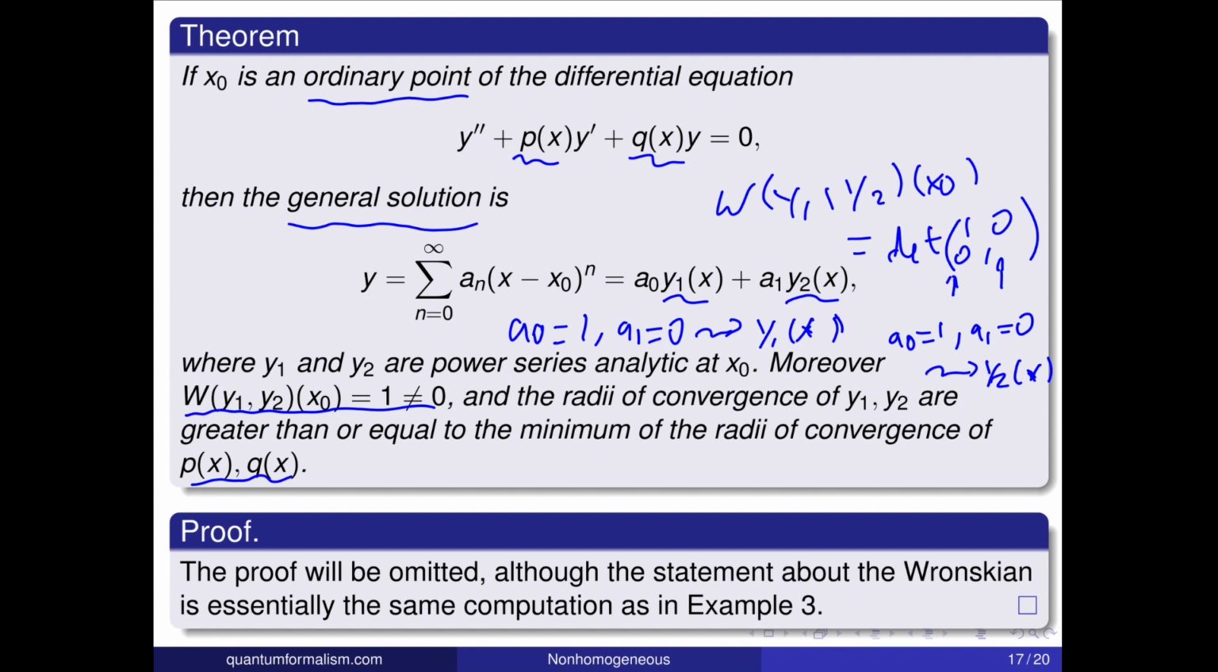The top right entry will be y2 of x0, or sorry, other way around. a0 is 0, a1 is 1. y2 of x0 will be 0, and y2 prime of x0 will be 1, just going by the meaning of these values of a0 and a1. All right, so that's what tells you the Wronskian has to be 1 for these two functions.